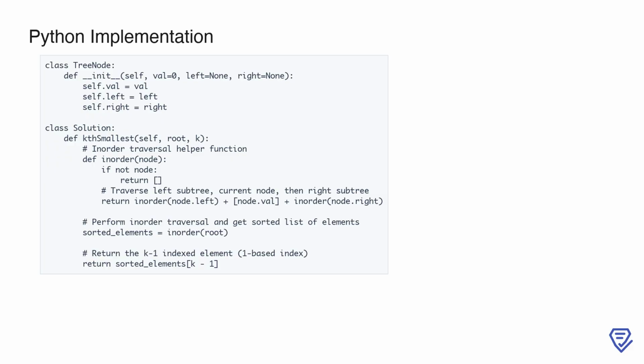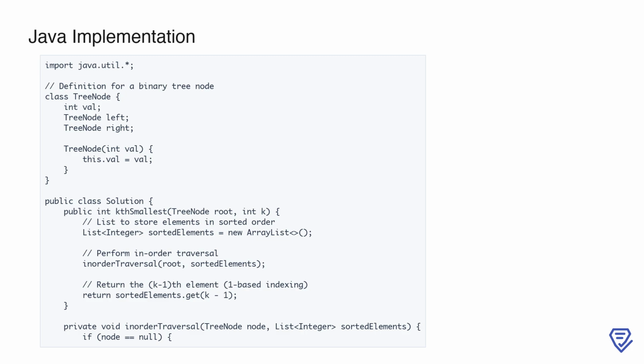Here, we start with the definition of a TreeNode class to represent nodes in a binary search tree. Each node contains an integer value, along with references to its left and right child nodes. Following that, we define the Solution class, which contains the method kth_smallest. This method takes the root of the binary search tree and an integer k as inputs. The goal is to find the kth smallest element in the tree.